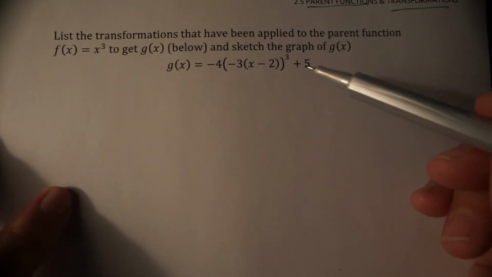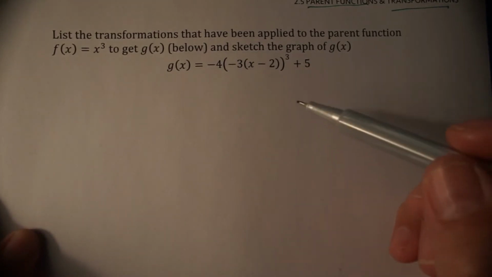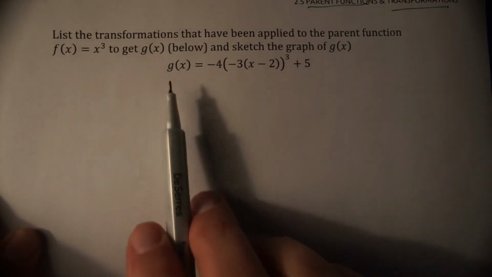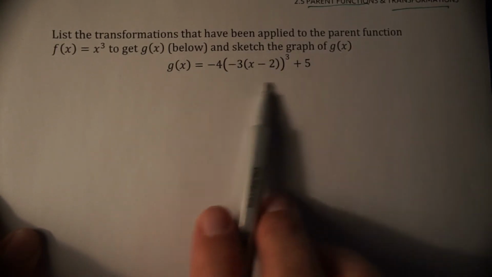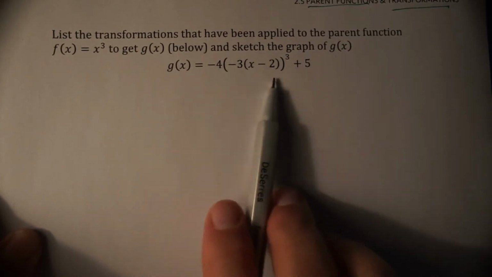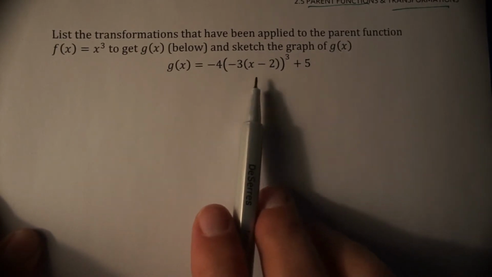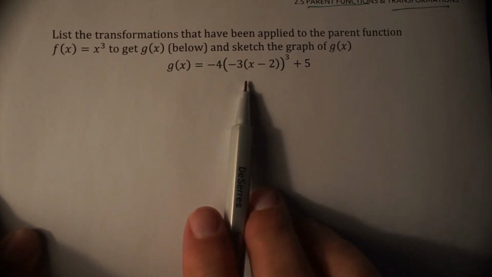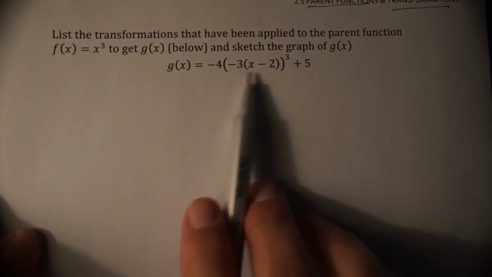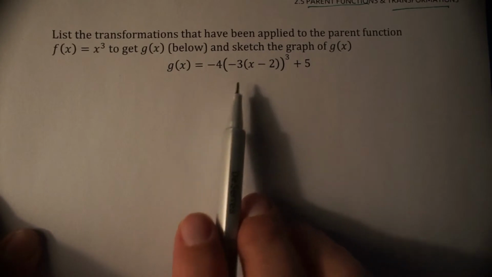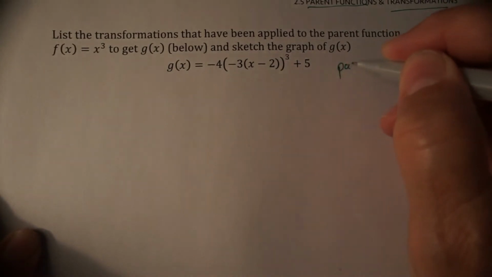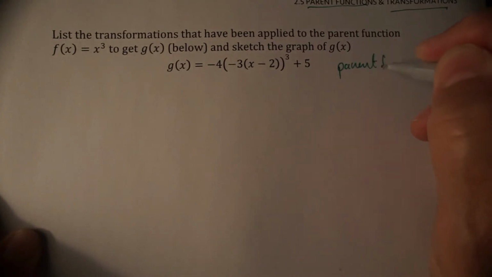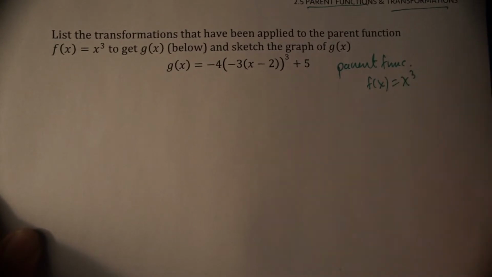Now, everybody has a different approach to these, but we're going to go with my approach since I'm the one talking. g of x is equal to this long thing here. So the first thing you would have to do is recognize what the parent function is. The parent function just means the function that we're going to be changing around. So if this had a sine or a cosine, we'd say it would be a trig function. But in this case, I can see the main function is x cubed. So my parent function is f of x equals x cubed.